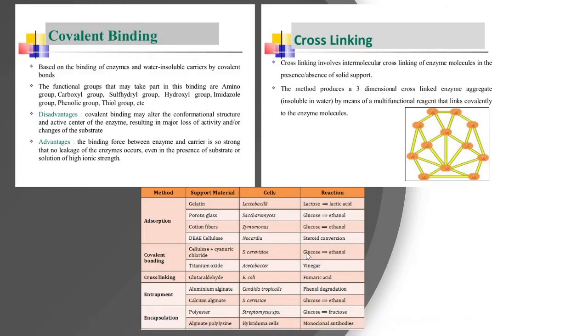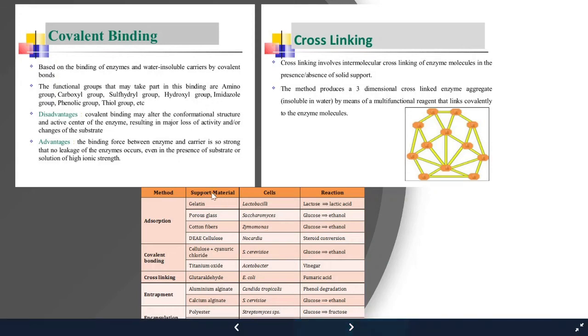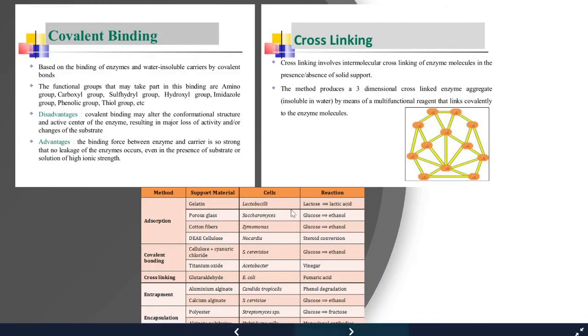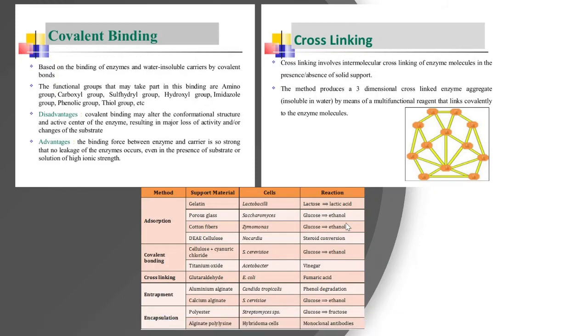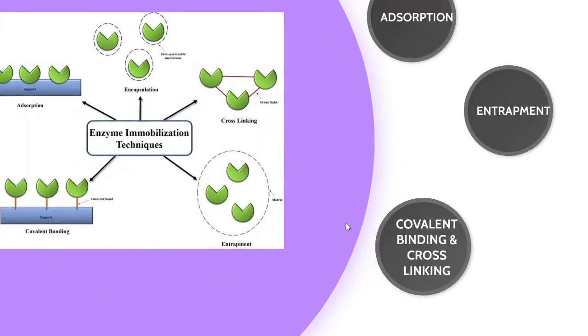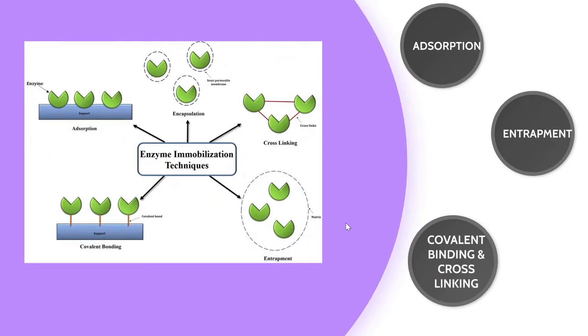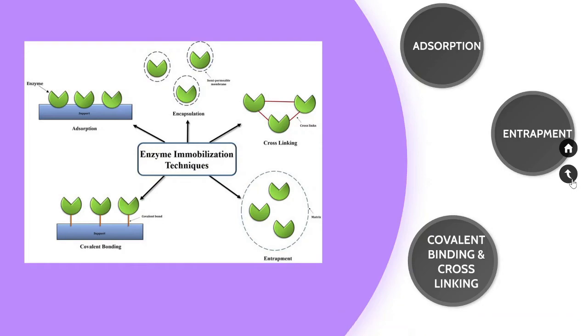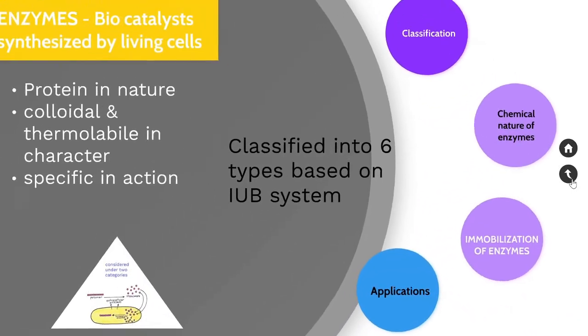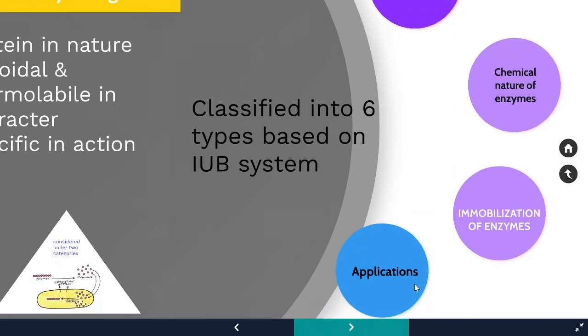what method we use for immobilization, what support material can be used, which type of cells can be immobilized, and what reaction happens with the help of this particular enzyme. So these are the different methods of immobilization of enzymes. Next, going to the applications.